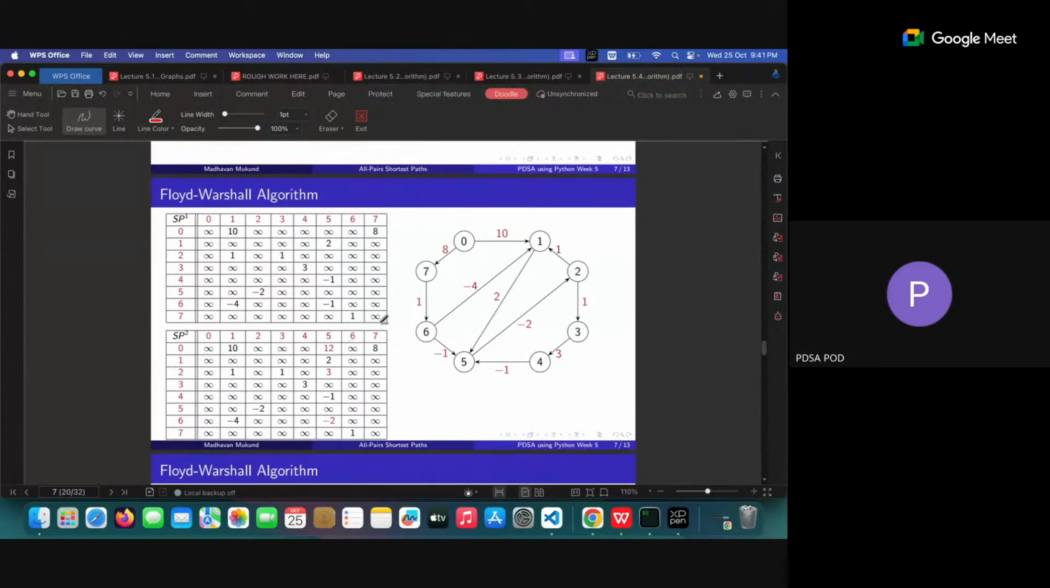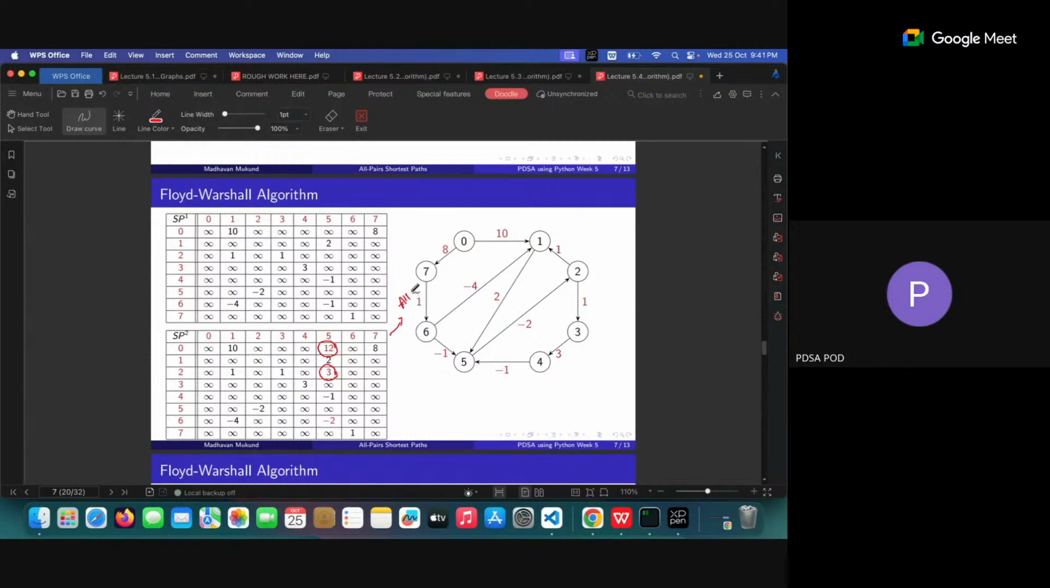So what the change is, earlier it was that 0 to 5 is infinite. So now that 0 to 5 is updated with 12. You can identify the red color values. And earlier 2 to 5 was infinite. Now 2 to 5 is updated with 3 because it is a different origin, because you are taking all pairs.